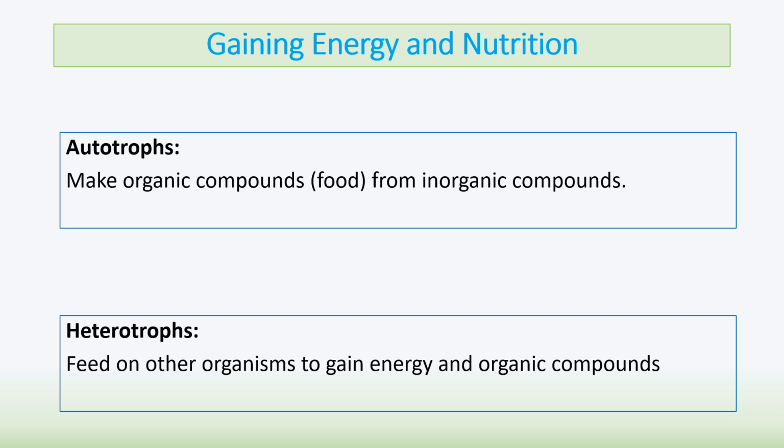But there are two key what we call trophs, autotrophs and heterotrophs. So organisms might be autotrophs, which then make organic compounds or food from inorganic compounds. The example that we're most likely to link to this is photosynthesis and respiration.